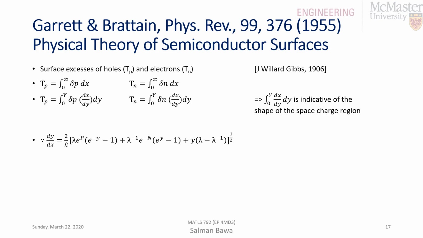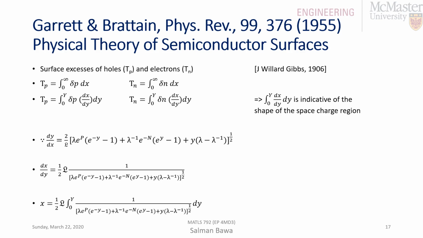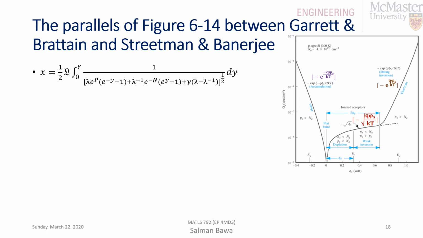Now, since dy by dx is this expression which is on the slide, dx by dy is the inverse of that expression. And so we get an expression for x in terms of an integral of y, which is the potential, and this becomes the final expression on this slide. Now, Garrett and Brattain did not solve the integral further, but simply used it to interpret the shape of the space charge region.